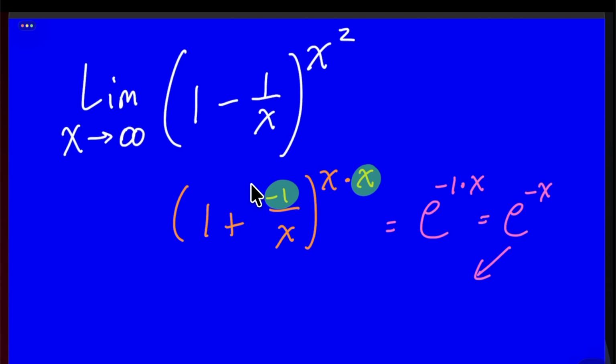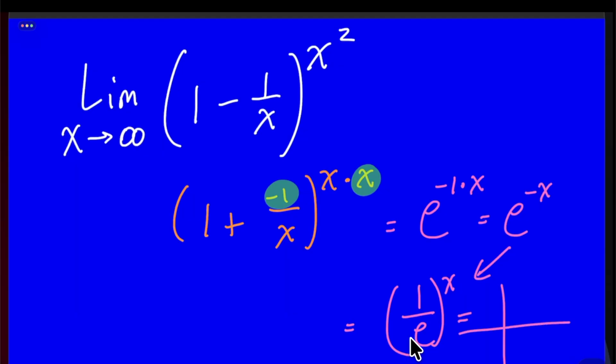So now we can rewrite this as 1 over e to the x, and as x goes to infinity, this is going to be a decay function, and decay functions, as you know, approach the horizontal asymptote. So this final limit is going to be 0.